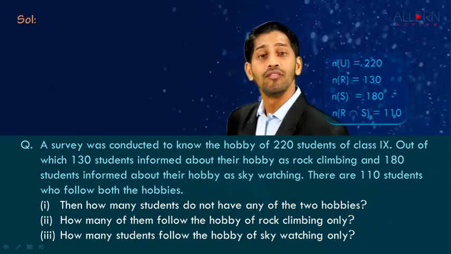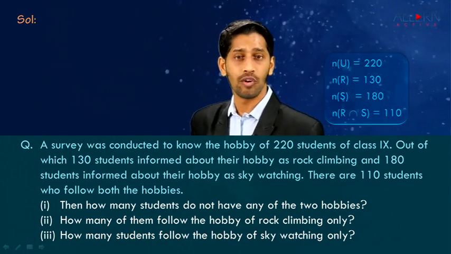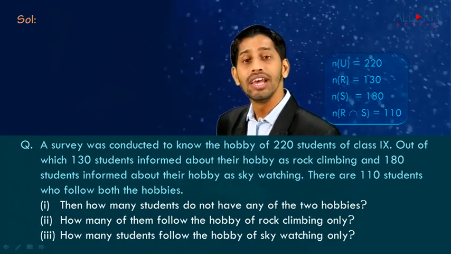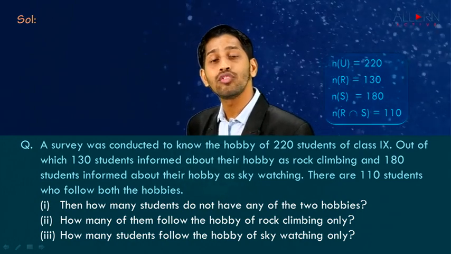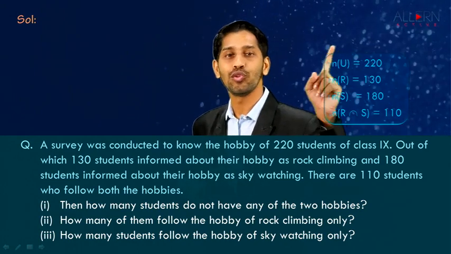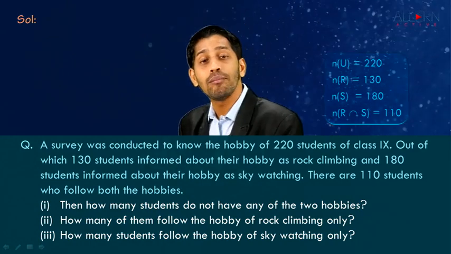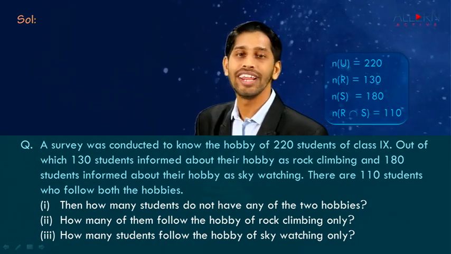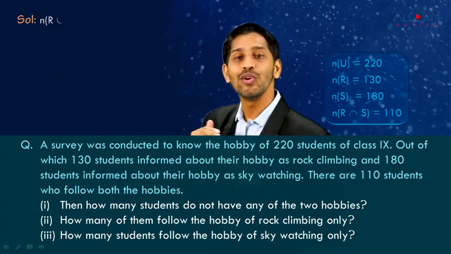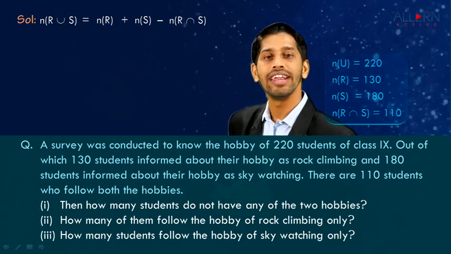So we know the value of n of U, n of R, n of S, and n of R intersection S. Now we need to find, the first question is how many students do not have any of the two hobbies. Before we find that, we will first find how many students follow any one of the hobbies, and then we will subtract it from the total count, that is 220. Now when we say students who follow either rock climbing or sky watching, when we say or, it is nothing but union. So we'll use the formula n of R union S is equal to n of R plus n of S minus n of R intersection S.